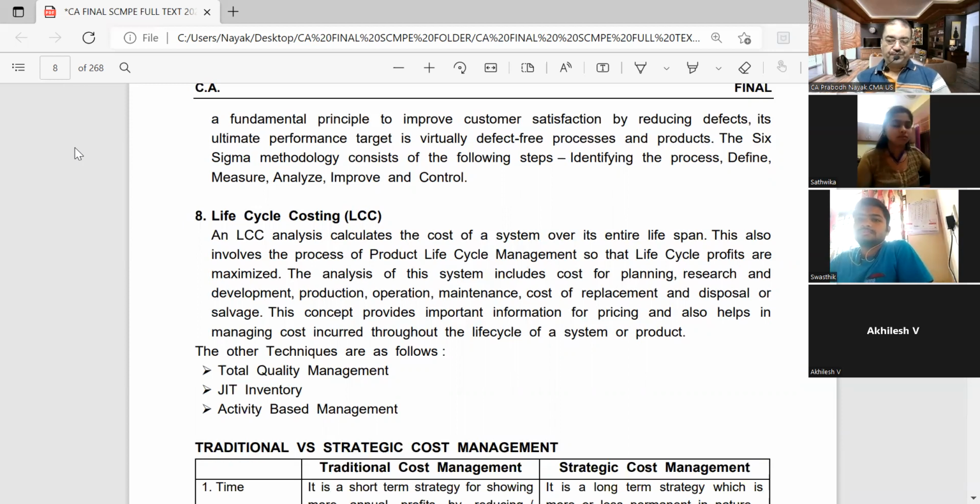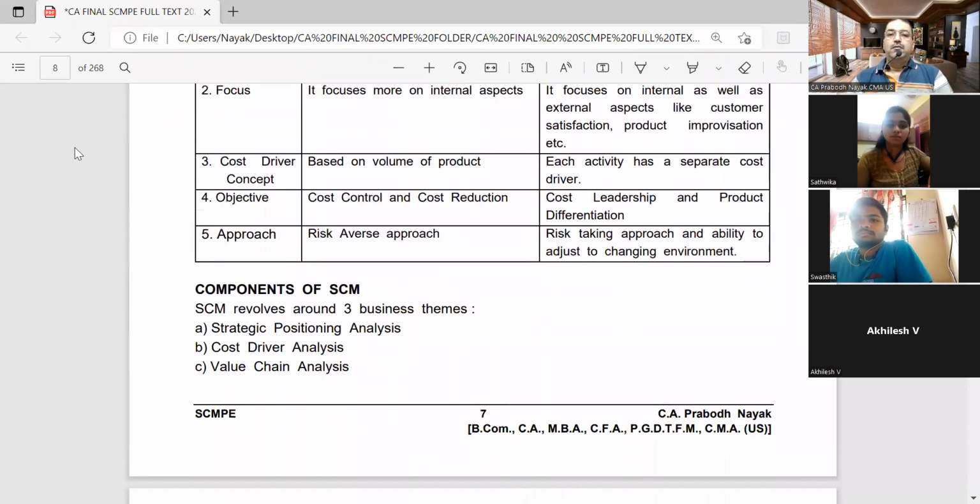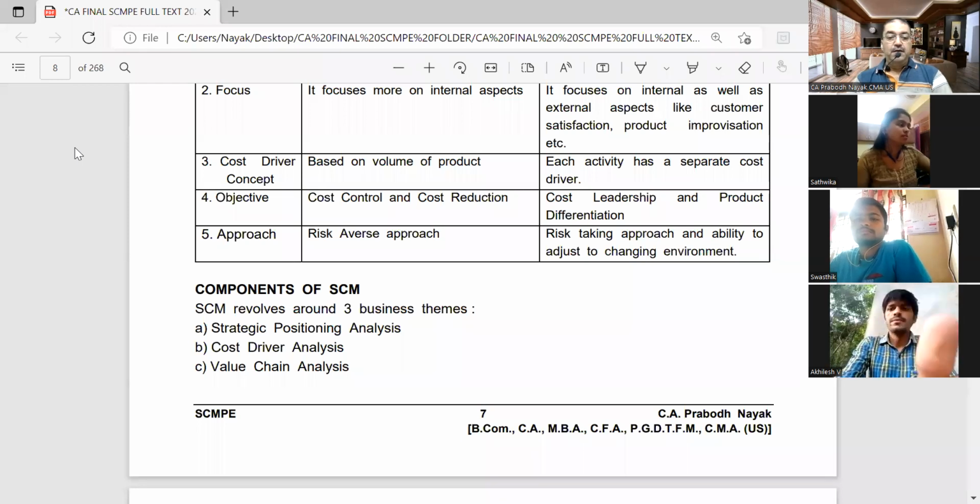Fine. Let us go to the next few important parts. Coming down to components of strategic cost management. Three important concepts or three important components. SCM, that is strategic cost management, revolves around three business themes. Number one, strategic positioning analysis.